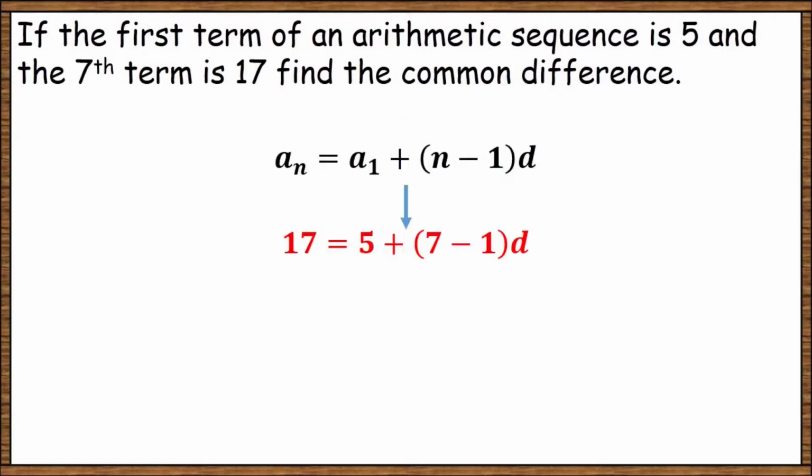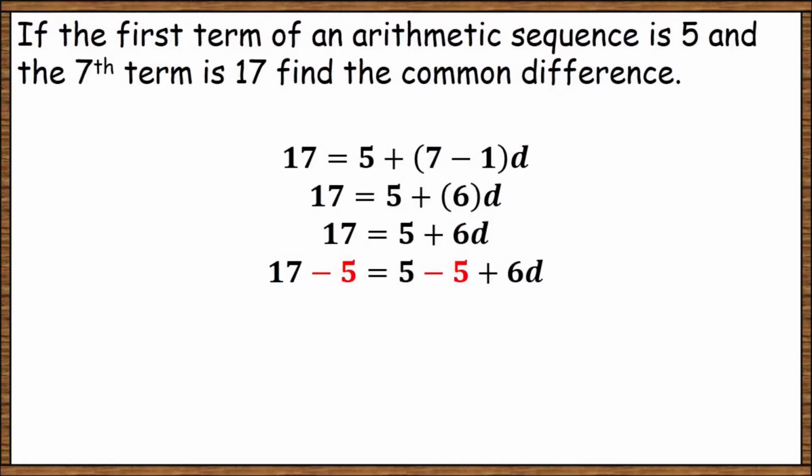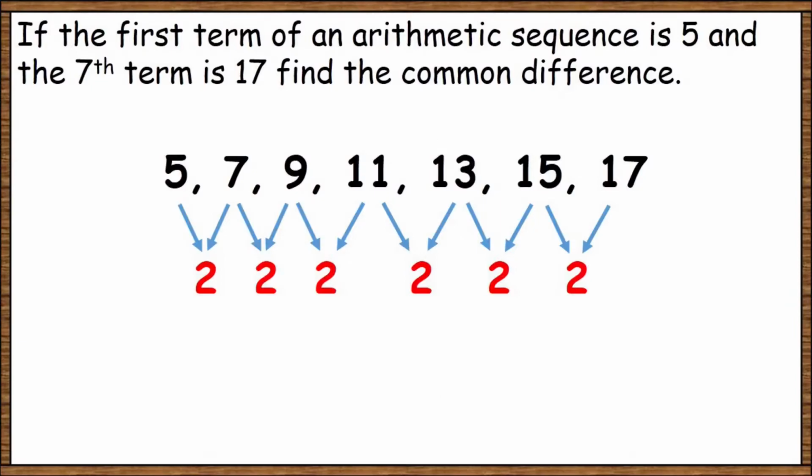Substitute the given. Magiging 17 is equal to 5 plus the quantity 7 minus 1 times d. Pwede na tayong mag-compute. 17 is equal to 5 plus 6d. Kailangan natin mag-subtract ng 5 both sides of the equation para maiwan sa right side ang 6d. 12 is equal to 6d. Divide both sides by 6 para makuha ang common difference. The common difference of an arithmetic sequence that has the first term of 5 and 7th term of 17 is 2. Nakikita natin ang sequence na may first term of 5 and 7th term of 17. Ang common difference nila ay 2.